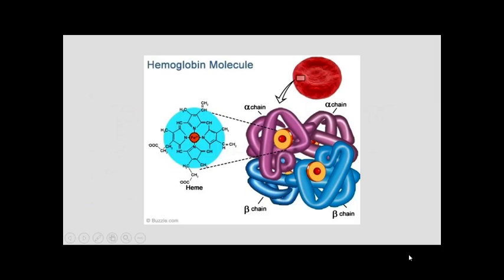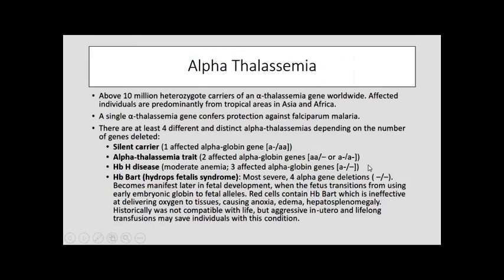Let's just remember what hemoglobin is. It contains 4 chains, 2 alpha and 2 beta, with this porphyrin ring that is called the heme that contains the iron in the center. Okay, so mutations here or mutations here can lead to alpha or beta thalassemia. Well, here we have alpha thalassemia.